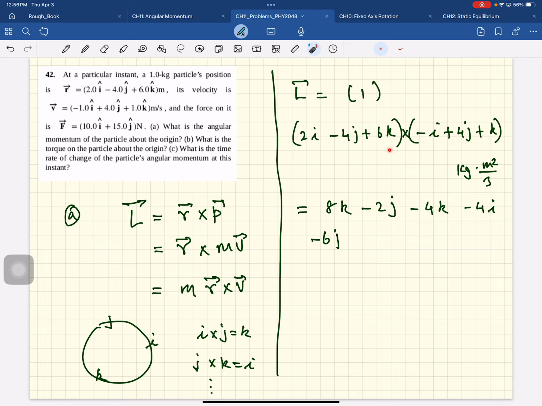And then K cross J is negative I. K cross J is negative I. That's minus 24I. And K cross K is 0. Okay, so let's add all of these. So minus 28I minus 8J plus 4 kilograms meters square per second. That is the angular momentum.